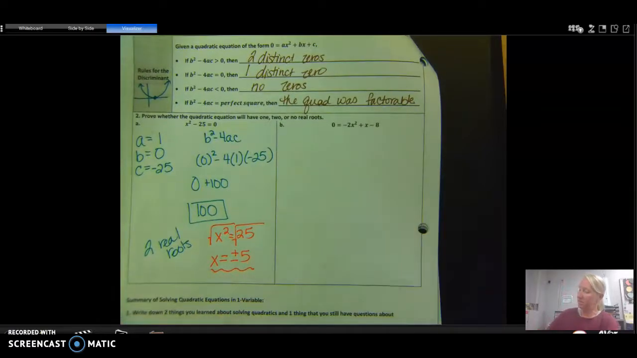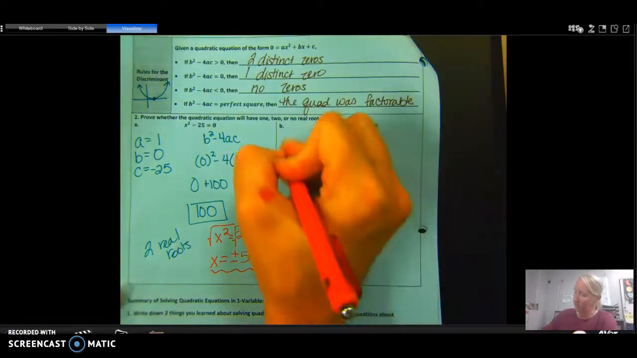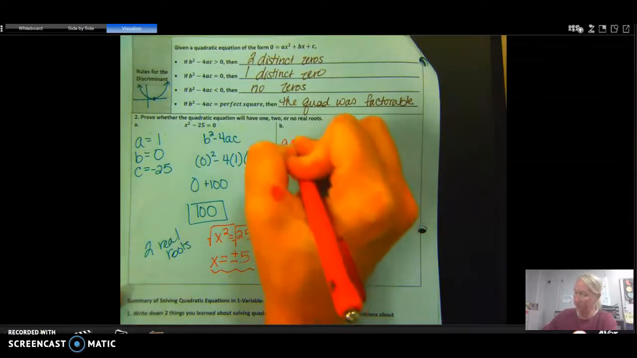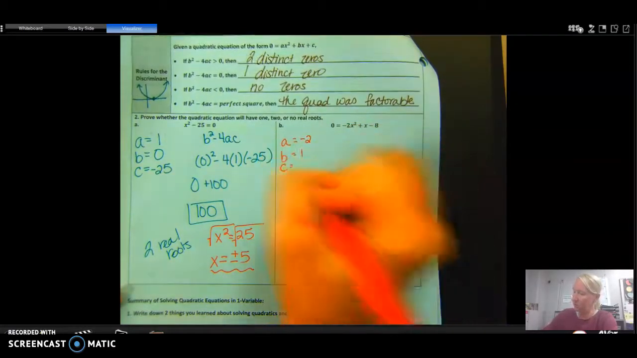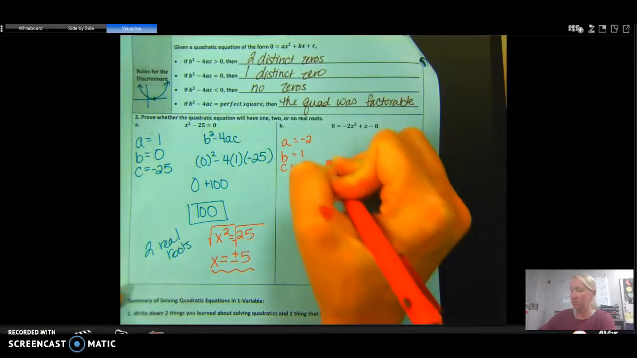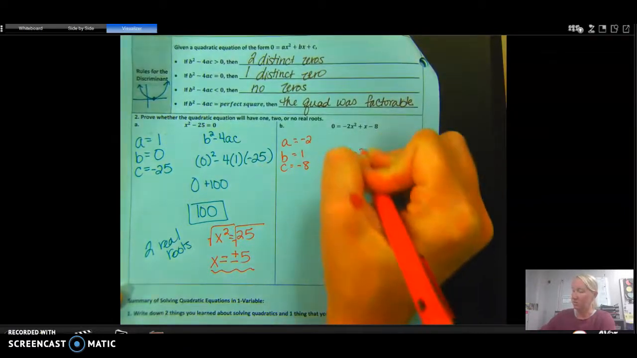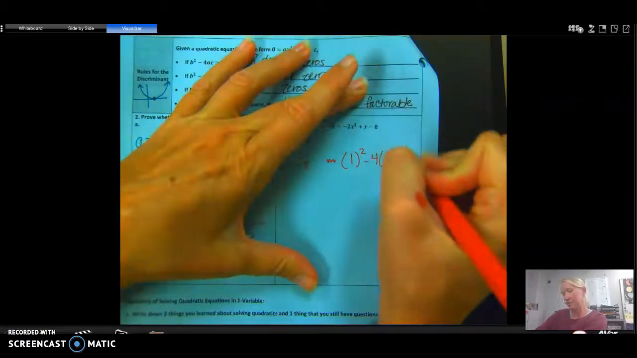Okay, here, how many roots or possible solutions do I have? So we're going to list A, B, and C. A is equal to negative 2. B is equal to 1, and C is equal to negative 6. So I'm going to do negative... No, I'm not going to do negative. I'm sorry. I'm going to do B squared, 1 squared, minus 4 times A times C.